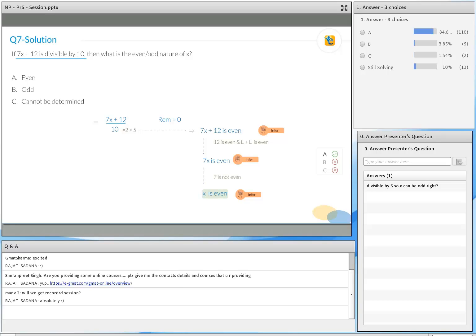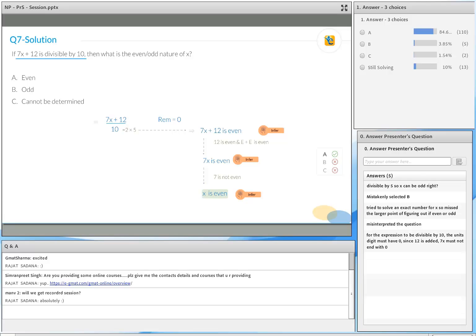Divisible by 5, so x can be odd. Well, it's divisible by 10, right? So if it's divisible by 10, then it's divisible by both 2 and 5, and if it's divisible by 2, then it has to be even. Now, mistakenly selected B, I'm okay with that.